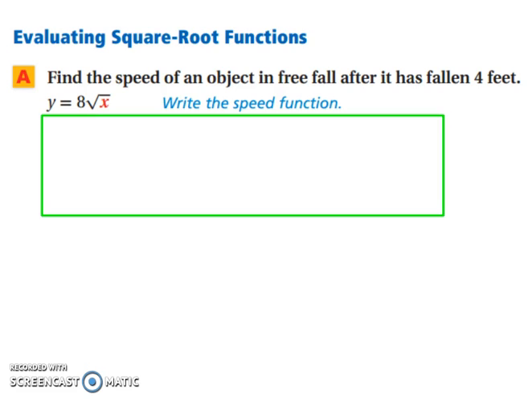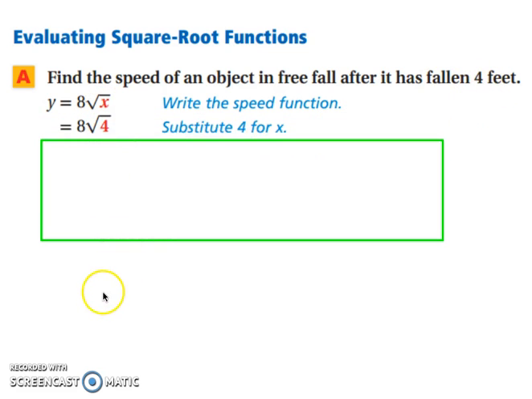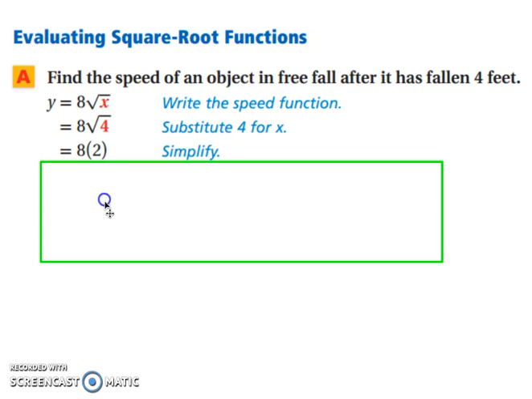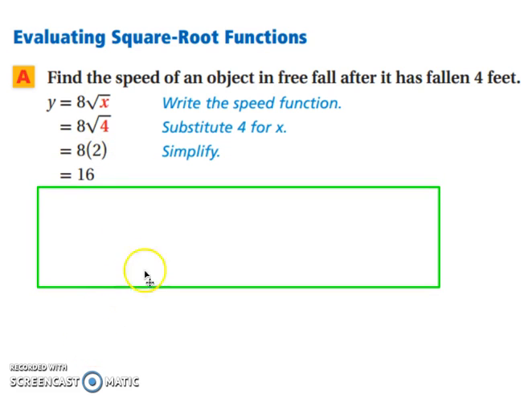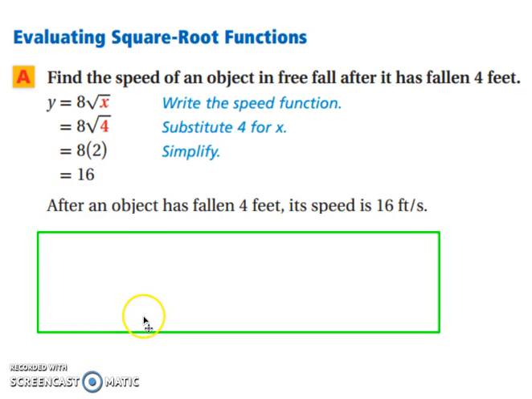Find the speed of an object in freefall after it has fallen 4 feet. So we have our function for freefall, and then we're going to substitute 4 in for x. So we have 8 times the square root of 4. We know the square root of 4 is 2, and 8 times 2 is 16. Therefore, after an object has fallen 4 feet, its speed is 16 feet per second.